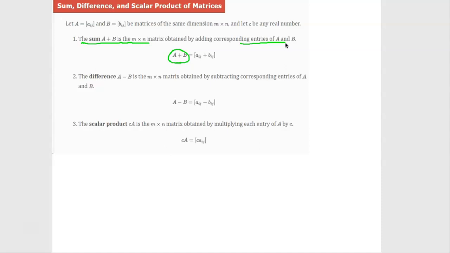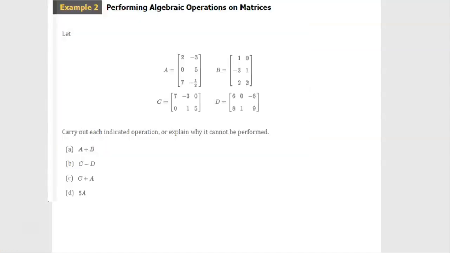We're going to do an example of that. The same thing with the difference: if they're the same size, you subtract the corresponding entries. Scalar product is literally you take a scalar number, which is just like a constant number, and then you multiply it by each entry of the matrix A. All right, and we're going to look at some examples here.